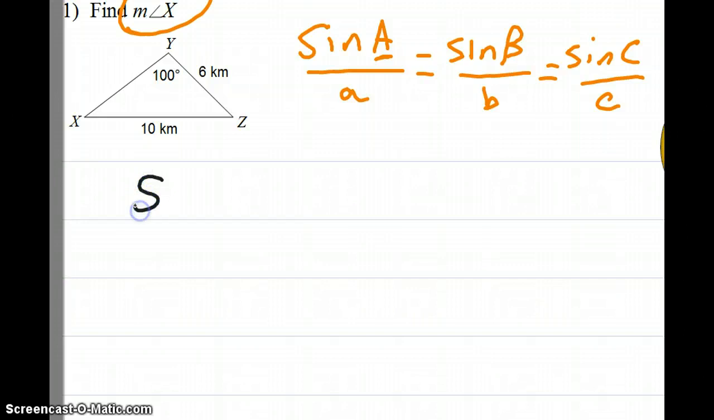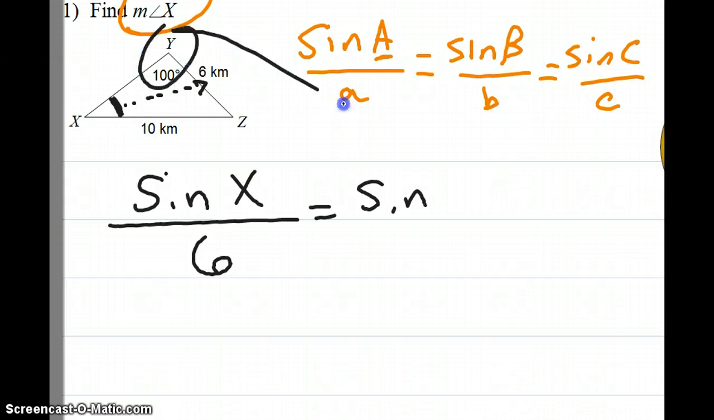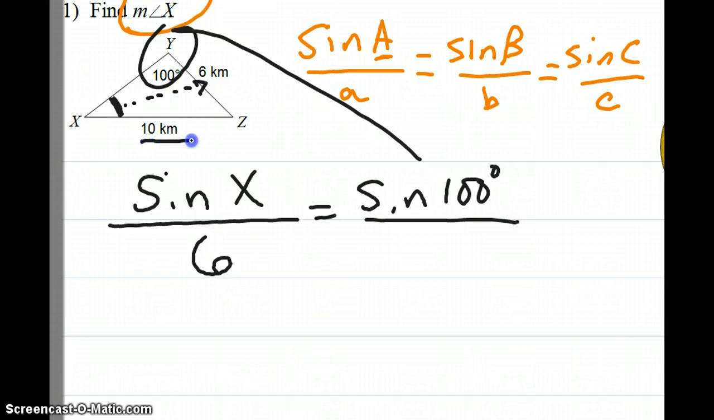So we're going to set up the law of sines with the sine of X being in the numerator. So sine of X, this is what I want to find. Sine of X is proportional to its side. So I'd put a 6 because 6 is across from X. And then I want to set up the other proportion I have. So I know I have sine of Y, and I know that Y is 100. So I'll put 100 degrees here over leg Y, which is equal to a 10.